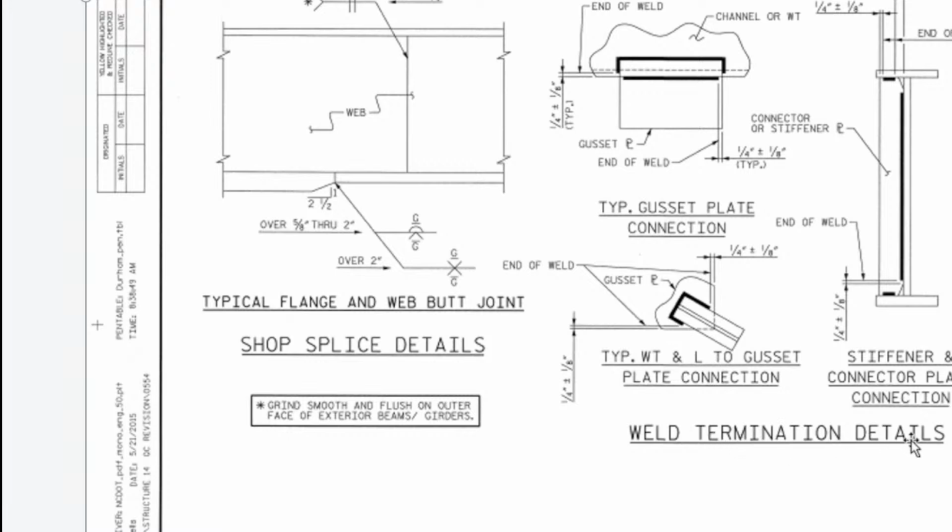Weld termination details. Stiffener and connector plate and so on. End of the web. So here, connector and stiffener. This one is the connector stiffener. So this black portion is the welding. These bold lines are welding, connecting two components. So this is the gusset plate end of weld.